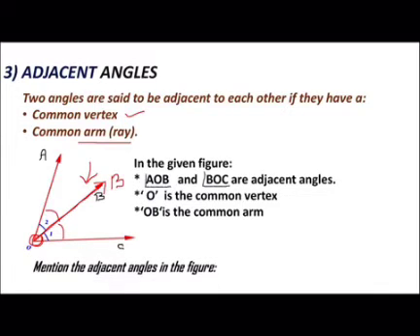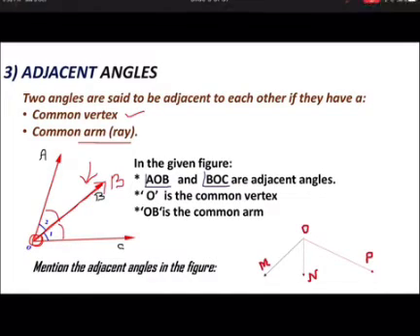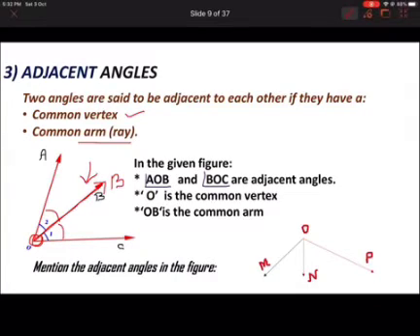Mention the adjacent angles in the figure. Now, where is the figure? Your figure is here. Let us label them as angle MON and angle NOP. Okay. Now, can you think of the adjacent angles here? We have two adjacent angles because they have a common vertex and a common arm. This is the common vertex, children. O is the common vertex and this is your common arm.